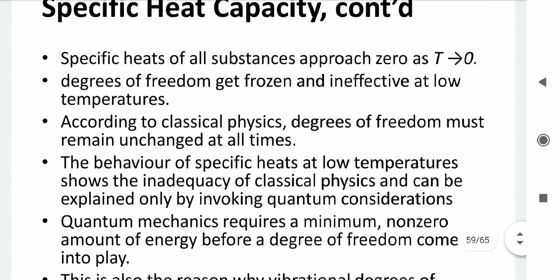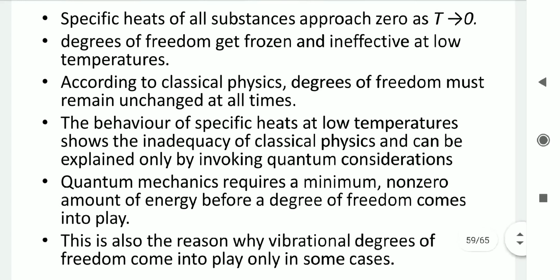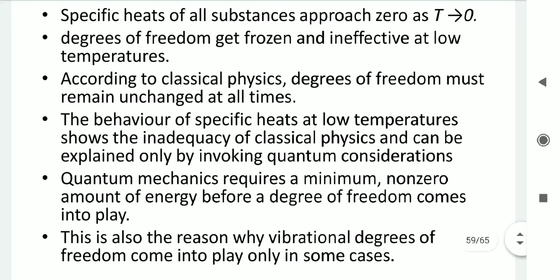So here, specific heat of all the substances approaches zero as temperature tends to zero. At low temperature, the degree of freedom gets frozen and is ineffective. According to classical physics, the degree of freedom remains unchanged at all times, and the behavior of specific heats at low temperature shows the inadequacy of classical physics, which is explained by quantum consideration. And quantum mechanics gives the required minimum non-zero amount of energy before any degree of freedom comes into the picture. That's why the vibrational degree of freedom comes into play only in some of the cases.